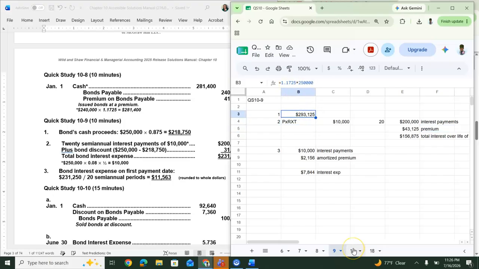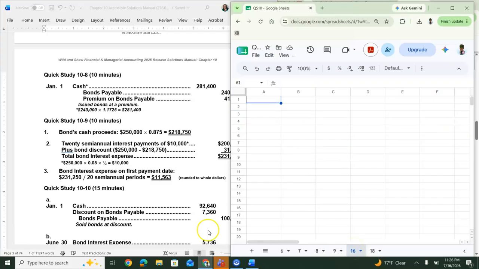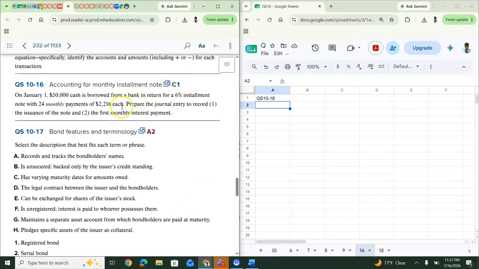Okay, so let's go ahead and go to the next one, 16. And 16 is quick study, 10-16. Accounting for monthly installment note: on January 1, $50,000 cash is borrowed from a bank in return for a 6% installment note with 24-month payments of $2,216 each. Prepare the journal entry to record the issuance of the note and the first interest payment.